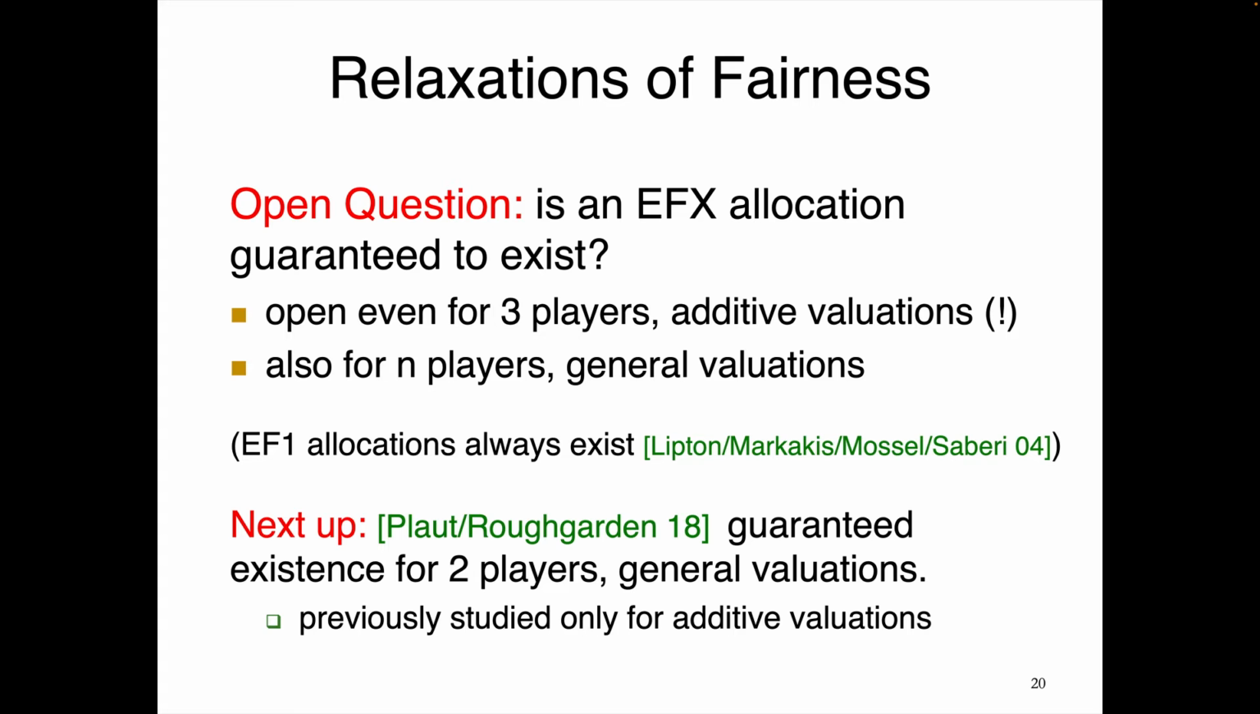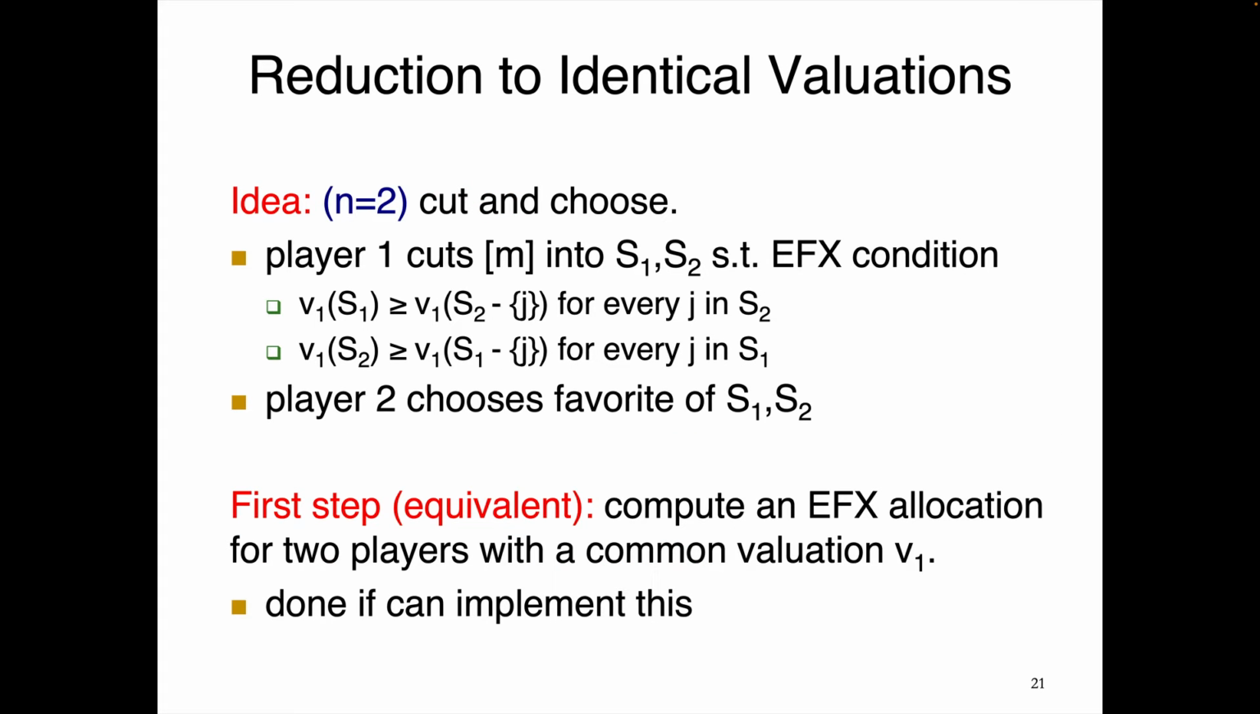Okay, so claim: guaranteed existence of EFX allocations when you have two players, no matter what their valuations are. So, two players, a very natural place to start is, well, can you do some kind of cut and choose idea? Here's how this would work. Player one is going to propose a cut, player two will choose their favorite. We're not worried about player two. Player two is given two options, chooses the better one, and is certainly not going to wind up envying the other player.